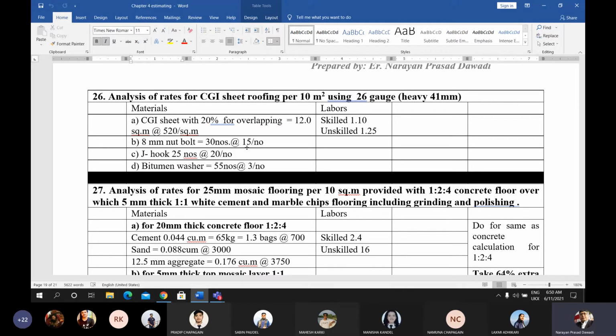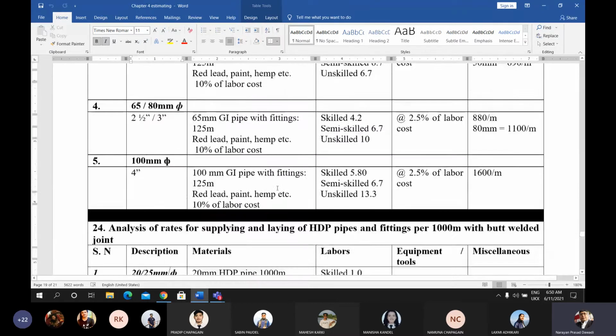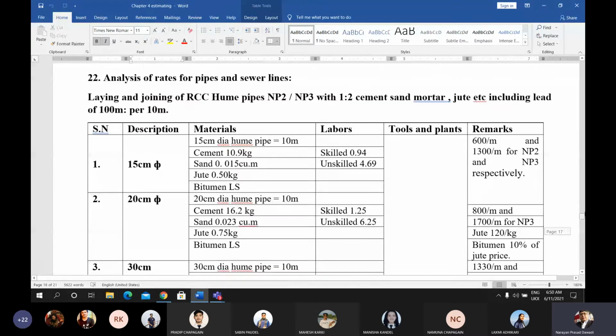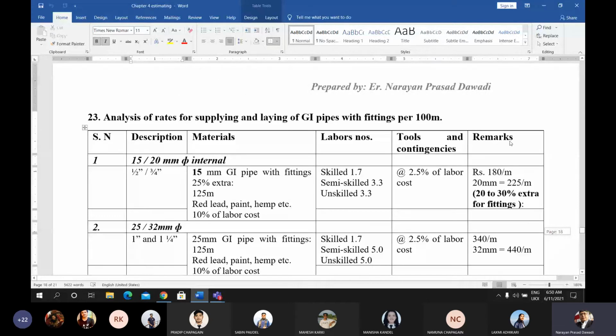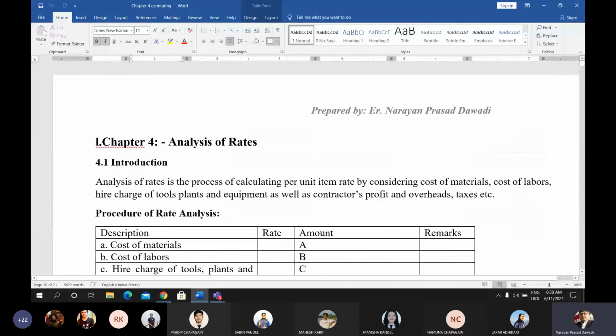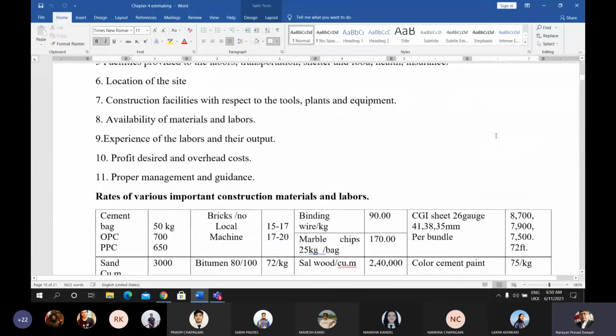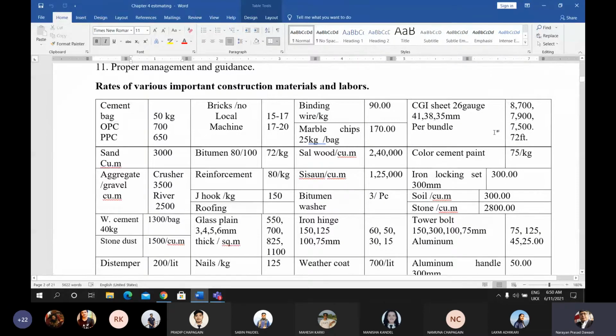The rate per bundle is given in the previous slide. You can see here that I have provided the rate of different materials: CGI sheet 26 gauge, 41 mm, 38 mm, and 35 mm. These are the heavy, medium, and lightweight thicknesses for the 26 gauge CGI sheet per bundle. Per bundle there are 72 feet, and the width of the CGI sheet is 2.5 feet.